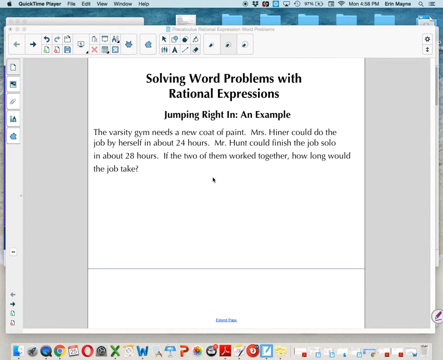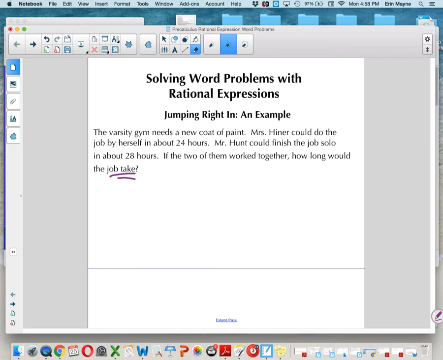You've got one person who can do a new coat of paint on a gym floor in 24 hours, and a second person who can do it in 28 hours. It makes sense that you need to know how long it will take if they both work together. Oftentimes, the quick answer is that people want to either average or subtract or do some sort of combination, but in reality, we're going to use old-school ways of solving word problems, taking that last sentence and saying, okay, how long would the job take?